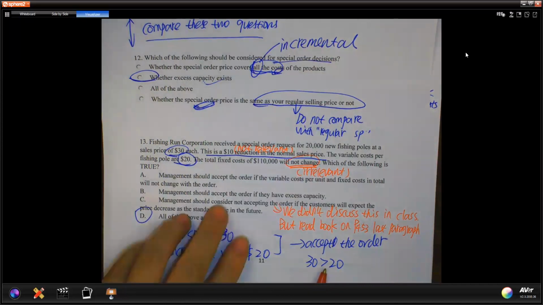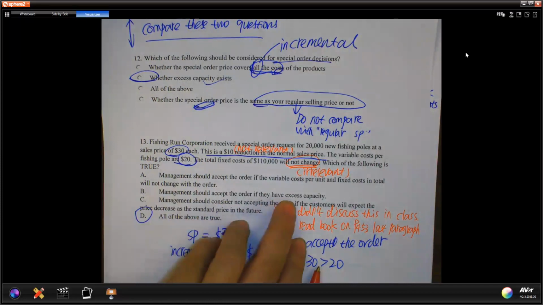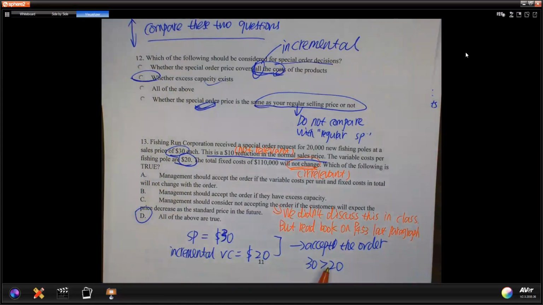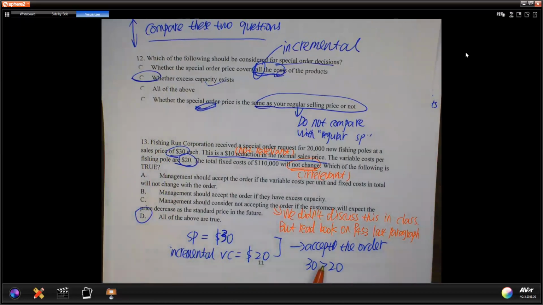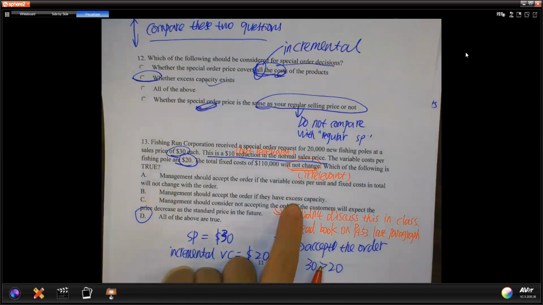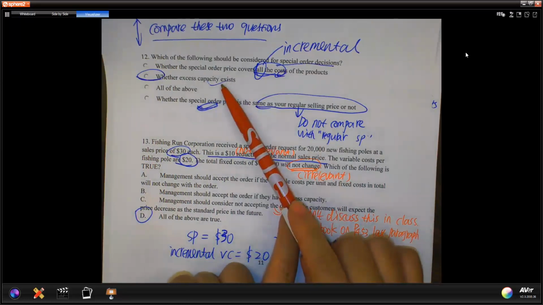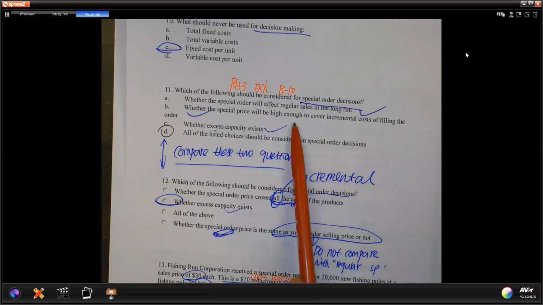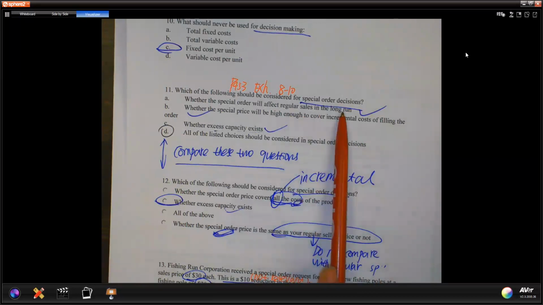Okay, the manager should accept it if you have excess capacity. Yeah, if you don't have excess capacity, it's another story. Maybe you have to rent another house. Remember, you have to think about whether you have the excess capacity, yes or no, and whether your regular sales will be affected, yes or no. So we think about all of this.